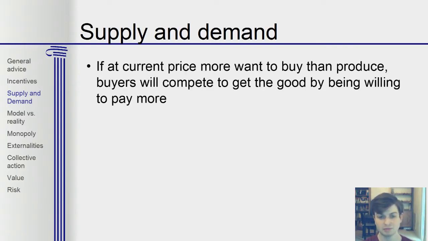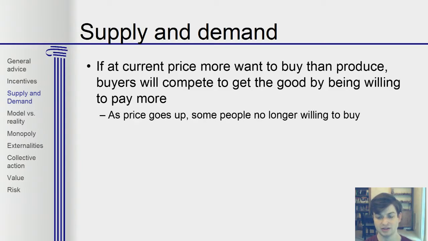Now, what happens in the market is that if at a given price more people want to buy the good than want to produce it, the buyers compete for the limited quantity of goods that are being produced, right? Someone offers to pay more in exchange for being one of the people who gets that good when there isn't enough to go around, right? And what that does is cause the price to go up. As that happens, some people are no longer willing to buy the good, right? Some of the people who wanted to buy it stop wanting to buy it.